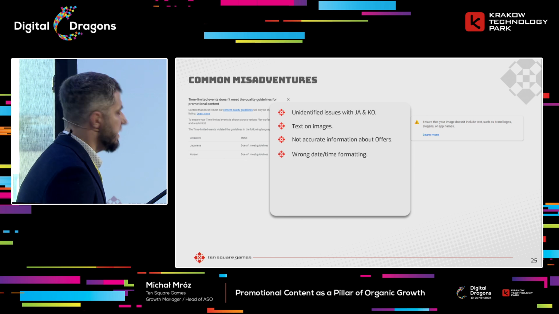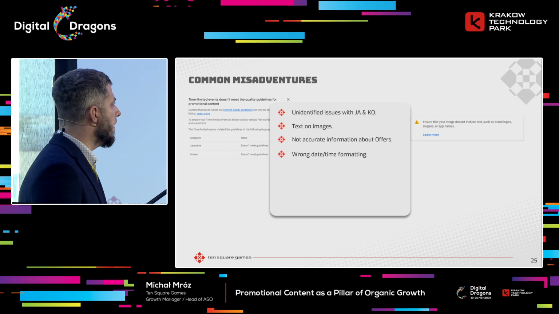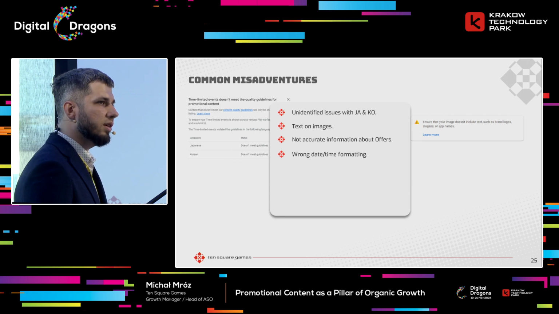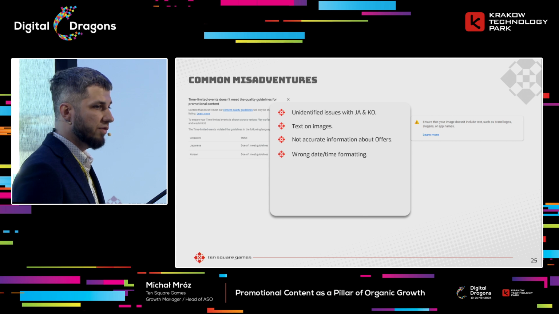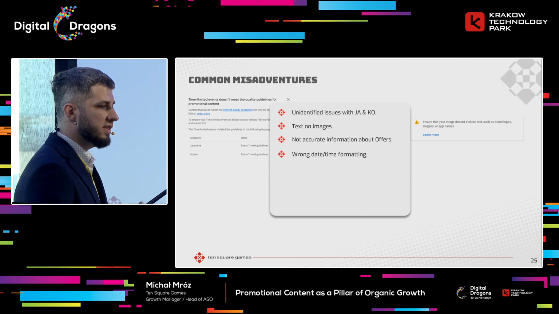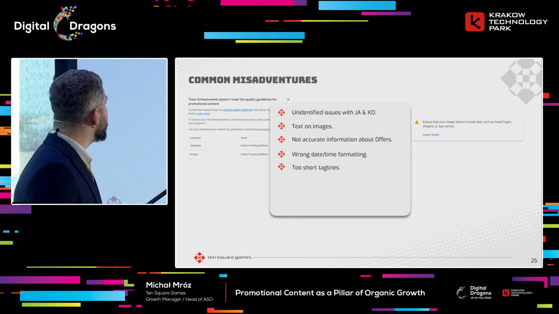Then, wrong date and time formatting. This is also a newbie issue, but it happens. Because internally in your docs, you have different time zones, and here on the Google Play console, you always have your date in UTC, so you have to remember to convert it appropriately. Otherwise, people might see your offers or events on the wrong day or time, and they might not be happy about it. You just create some extra buzz in your support team.